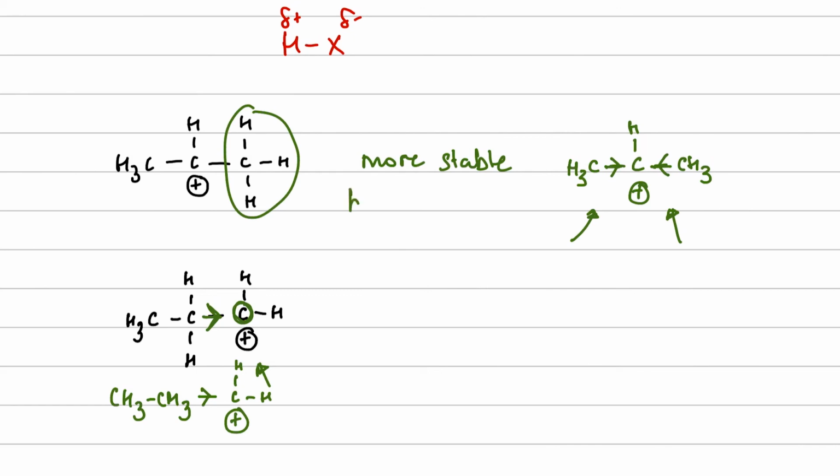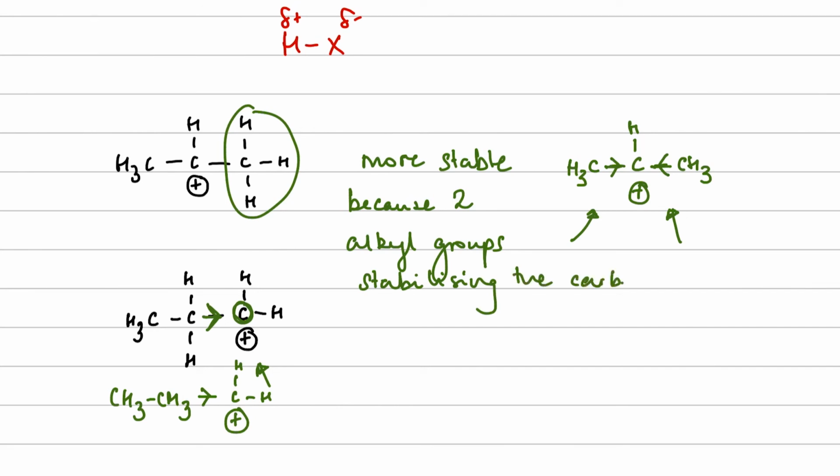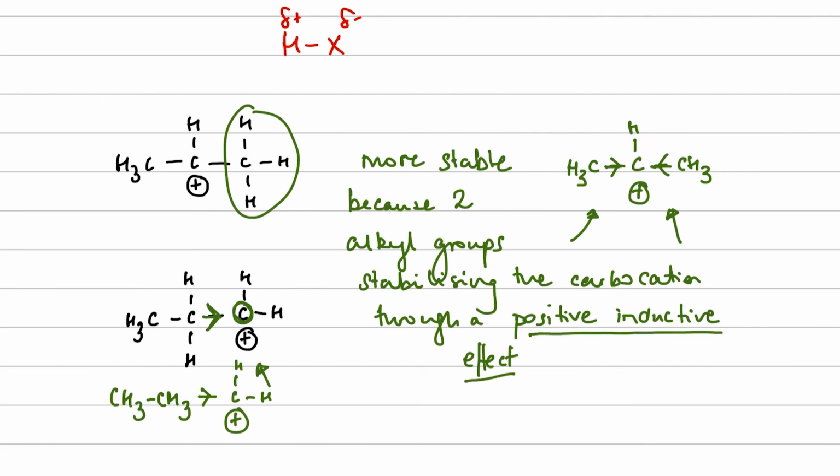So more stable because we've got two alkyl groups stabilising the carbocation through a positive inductive effect. And if you want to know more about inductive effects, then there is a video in this playlist just for you.